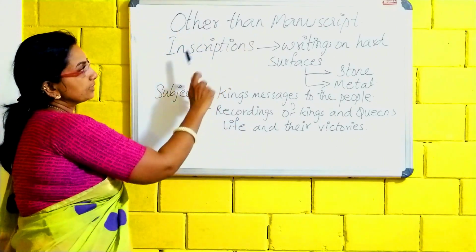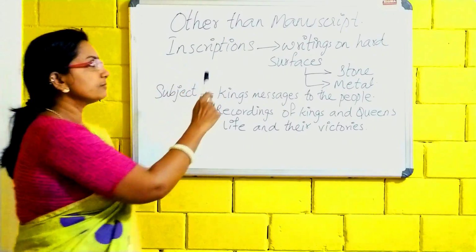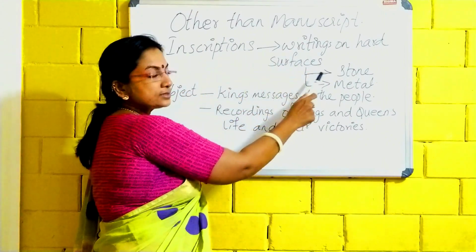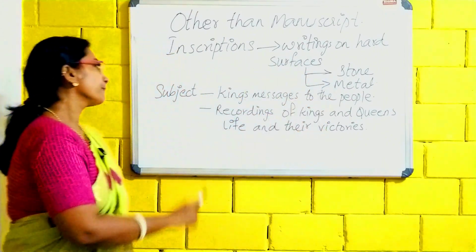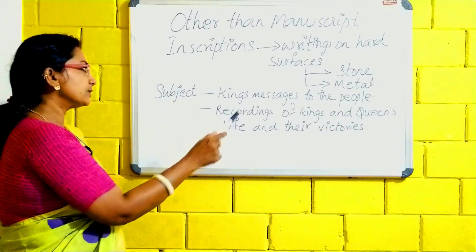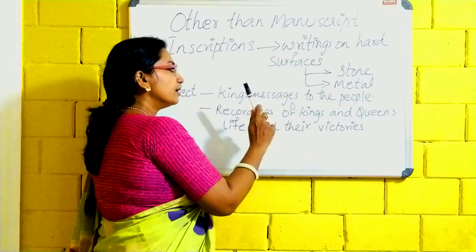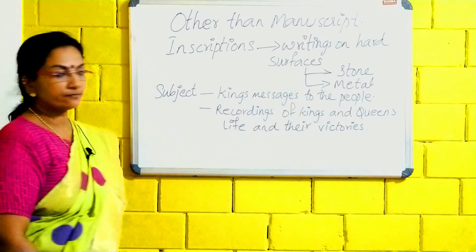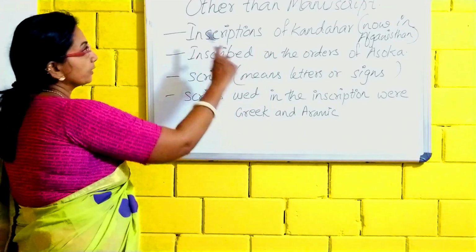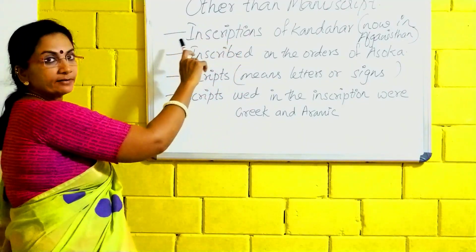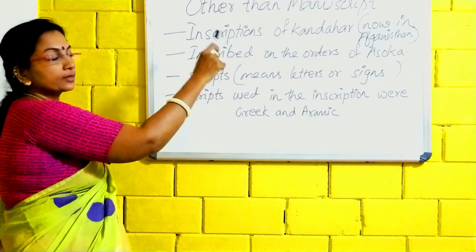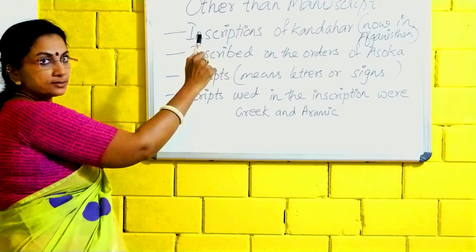Other than manuscripts, there are inscriptions. Inscription means the writing on hard surfaces, that is, on stone and metal. What were the subjects? King's messages to the people, records of kings' and queens' lives and their victories. Okay, I told you I will give an example for the inscriptions. Now, what is an inscription? Writings on hard surfaces.